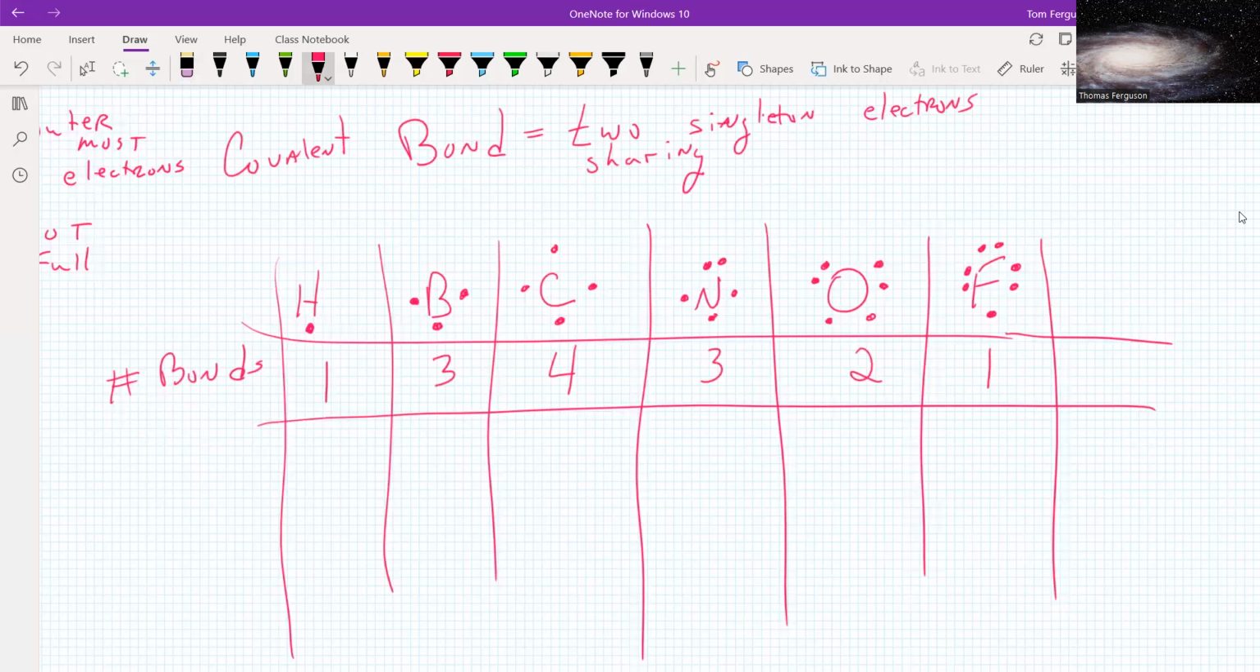Now there's a concept that we're going to talk about a little later. It's called an octet. When an atom has its own valence electrons plus shared electrons, if it totals 8, it's said it's being in an octet. That is very stable, an octet. So now the only exception to that is boron and hydrogen. Hydrogen can have more than 2 electrons. So hydrogen is the exception to what I just said.